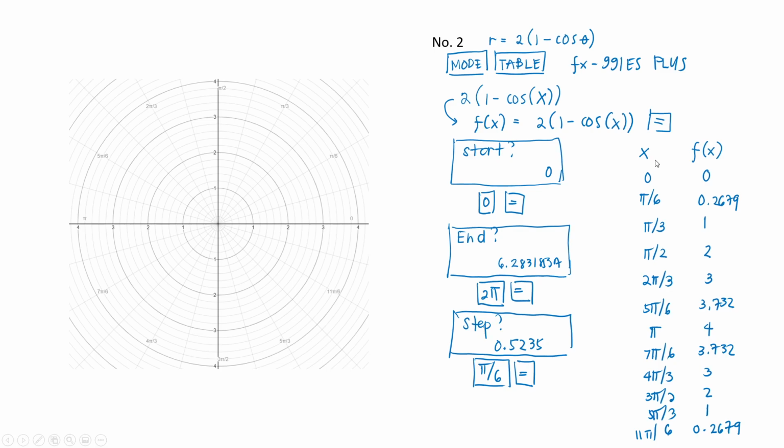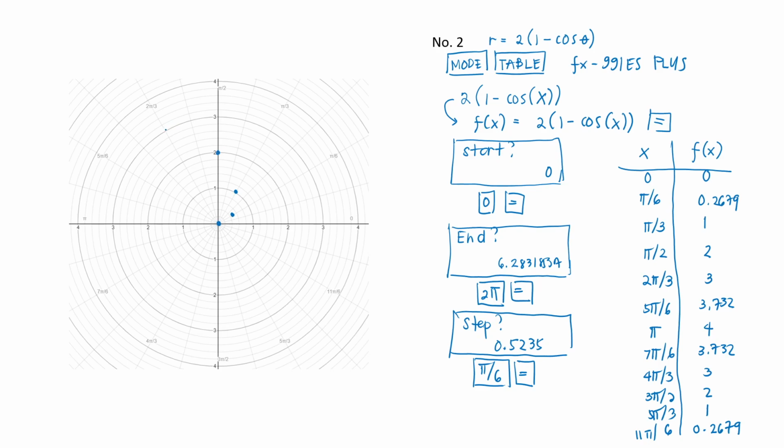Alright, so once you have this table, you can now start graphing, right? If you look, we finish quickly, right? Okay, so 0, 0 first. Then at 30 degrees we have 0.26 or 0.3. So let's say this is 0.3. The next is 1 for the 60-degree angle. So 1. Then 90 degrees is 2.